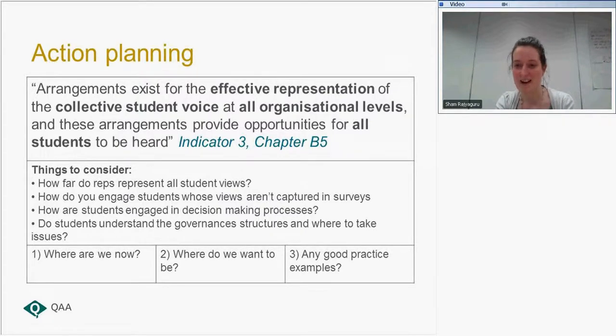And then the final question: do students understand the governance structures and where to take issues? Where they sit in the decision-making processes, do they recognise where it sits? Trained correctly? Yes. But if you're talking about the students that aren't trained, I think this comes down to the concept of course reps a little bit. Do students really understand that they can go to their course rep and that will really make a change?